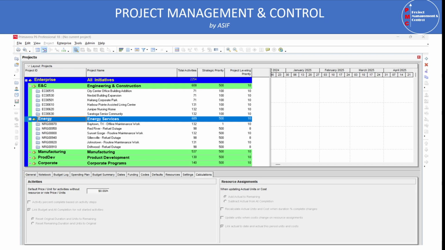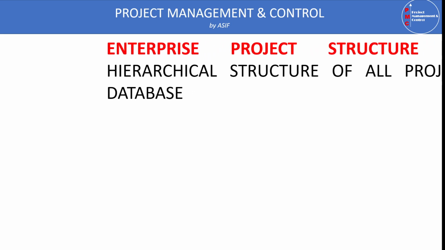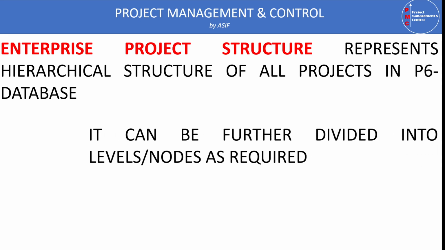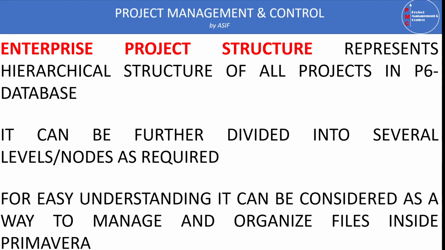Once our Primavera is open, the next thing I recommend is to make your own EPS. EPS stands for enterprise project structure. In short, it is called EPS. EPS represents a hierarchical structure for all the projects in the P6 database, and you can divide this EPS into further levels as per your requirement.